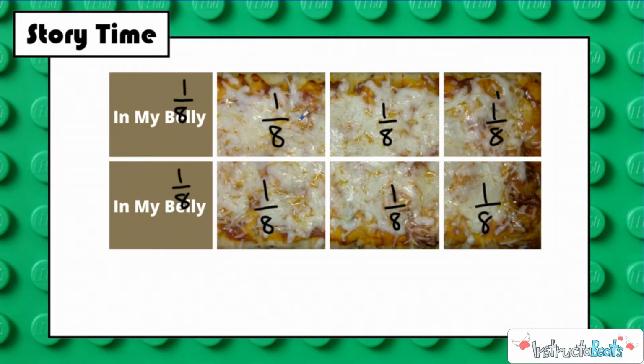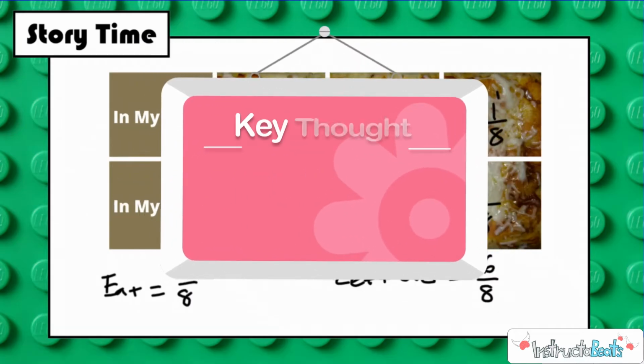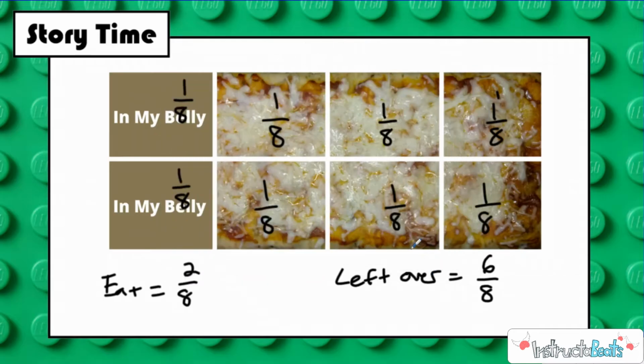So what part of my pizza is left over? Okay, well, you can see that I have 6 pieces left over, so we would write that as 6 out of 8, or 6/8, right? I had 1, 2, 3, 4, 5, 6 eighths left over. And how many did I actually eat? How many is in my belly? That would be 2 out of 8, or 2/8. So you can see I just made a fraction here to represent what I ate, and I made a fraction here to represent what was left over. We can use fractions to represent values that are less than one whole.